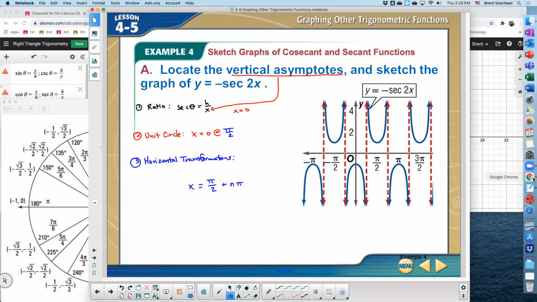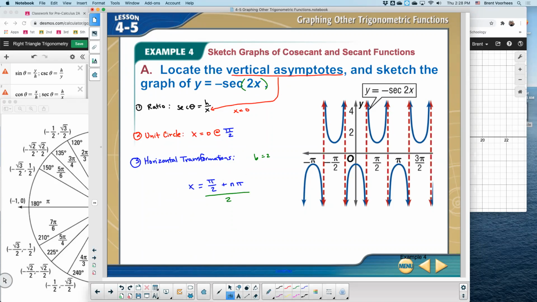And so now I just ask myself, the horizontal ones are those connected to the x. What's that 2 doing there? What's the 2 doing to the x? Multiply, but x's are liars, so we're not going to actually multiply, we're going to divide. So I'm going to have pi over 2 divided by 2 plus n pi divided by 2.